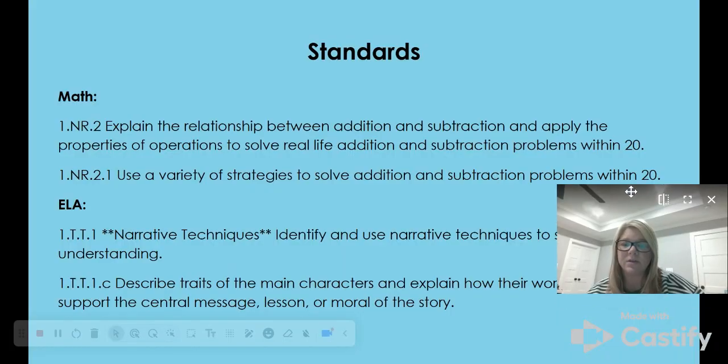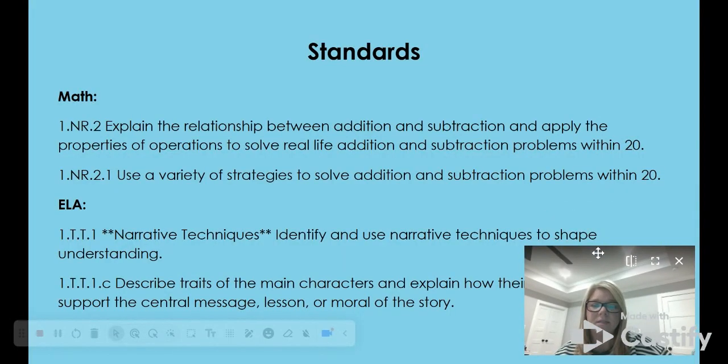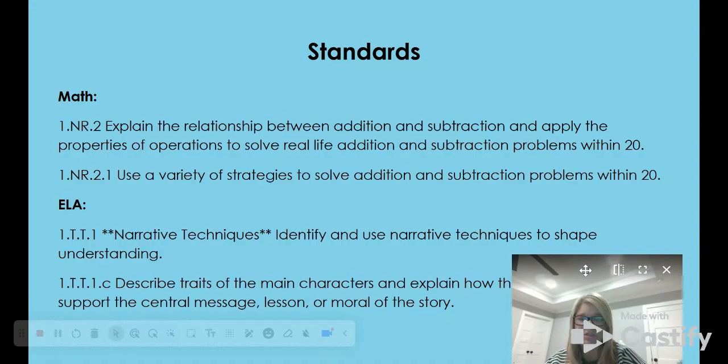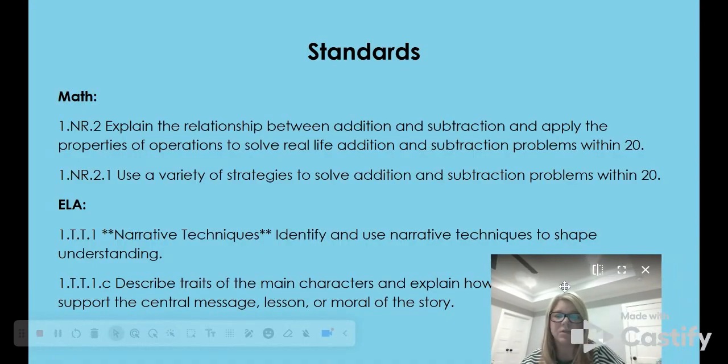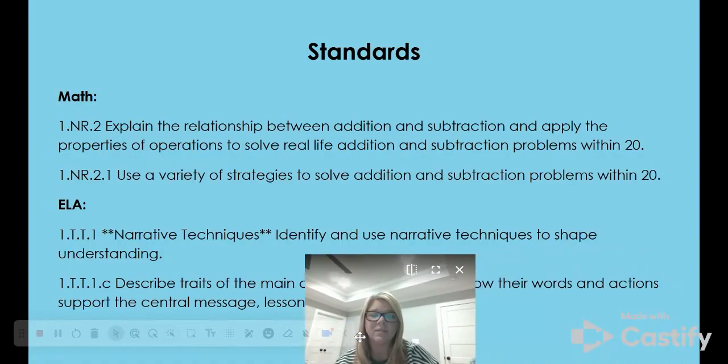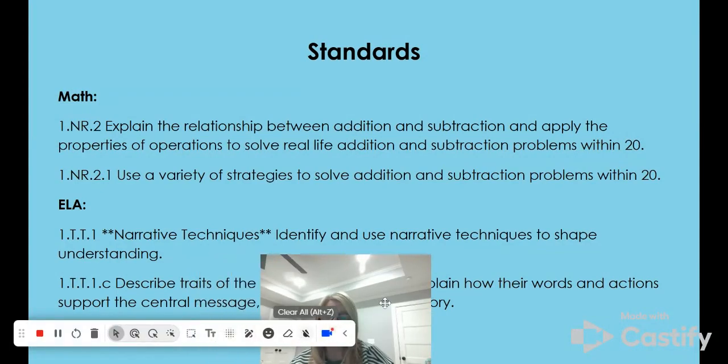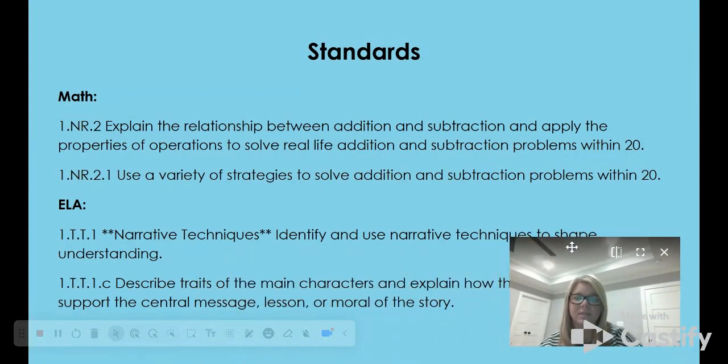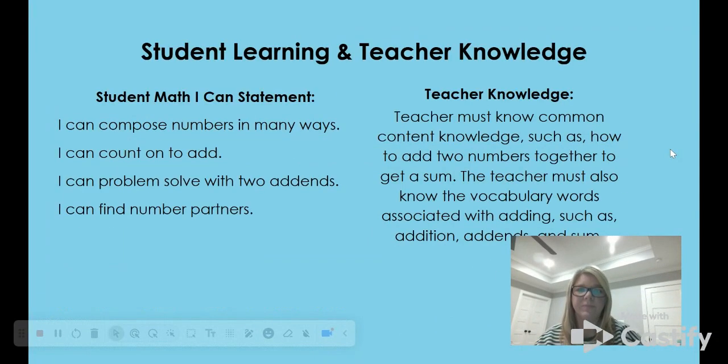The ELA standard that I use is narrative techniques: identify and use narrative techniques to shape understanding, and also describe traits of the main character and explain how their words and actions support the central message, lesson, or moral of the story.